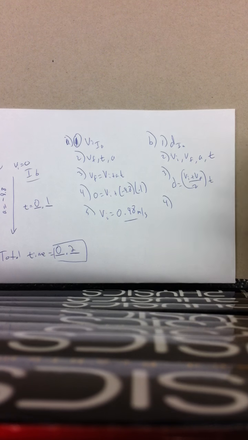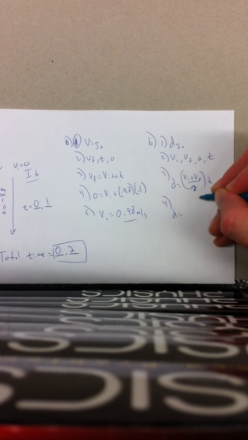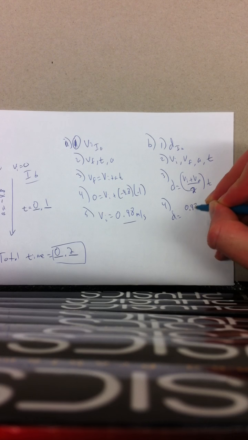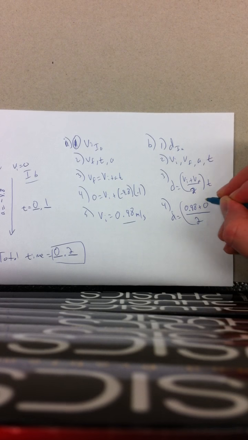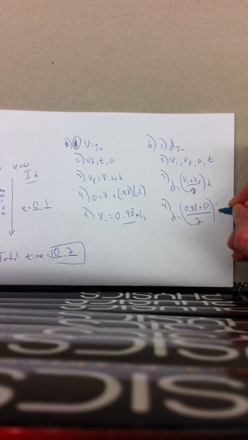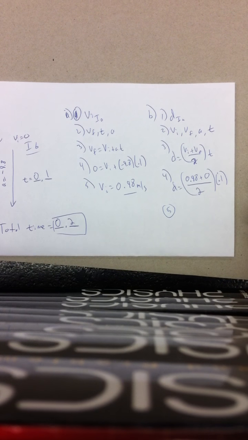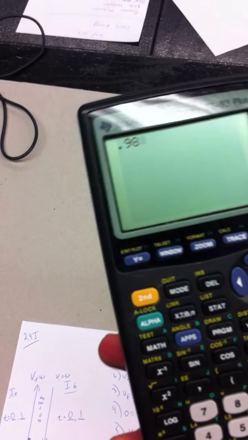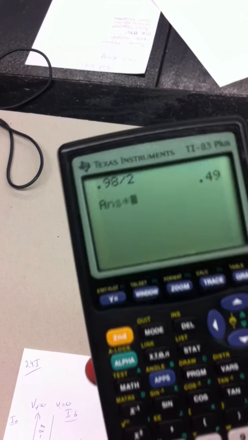Step 4, D is equal to 0.98 plus 0 divided by 2 multiplied by the time, which is just going to be 0.1. All right, so on the calculator, we got this. 0.98 divided by 2 multiplied by 0.1.